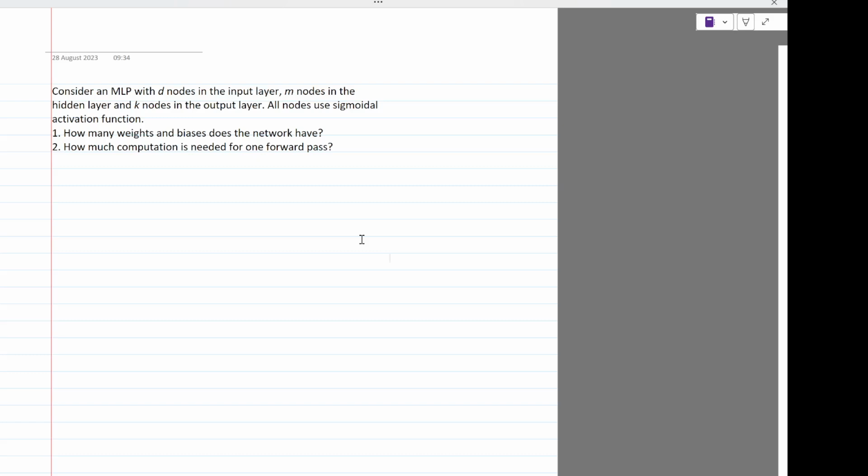So they're saying consider an MLP with D nodes in the input layer, M nodes in the hidden layer, and K nodes in the output layer. All nodes use sigmoidal activation function. So there are D nodes here, M nodes, and K nodes in the output. Some connections are there. And all nodes use sigmoidal activation function. How many weights and biases does the network have?